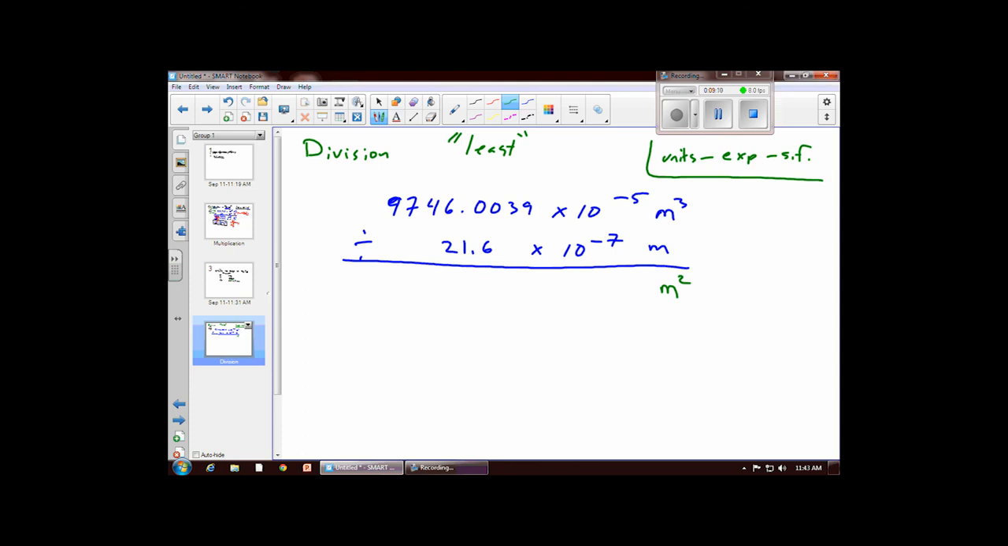Now watch, and I don't know why it happens this way, but when we have negative exponents, our heads explode occasionally. Don't we have 10 to the negative 5 and 10 to the negative 7? And since we're dividing, are we going to subtract the exponents? Yeah. So we go 10 to the negative 5, subtract a negative 7. What is that the same as doing? Adding 7. So what's my new exponent going to be? 10 to the second. Brilliant.